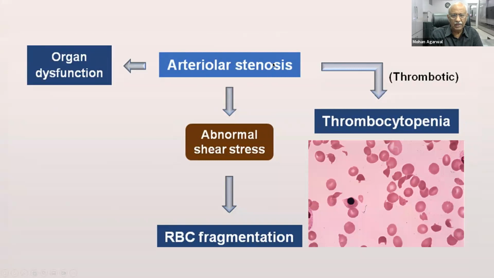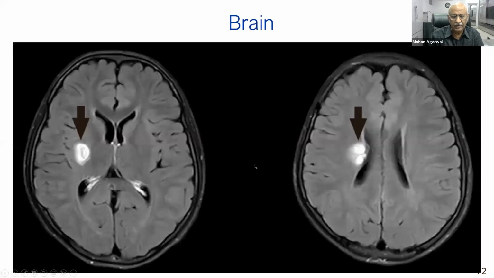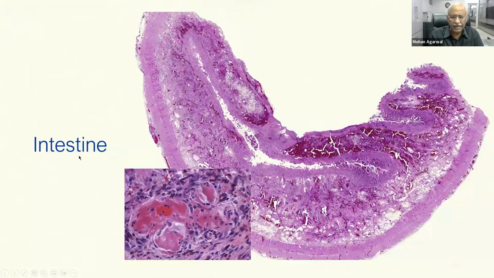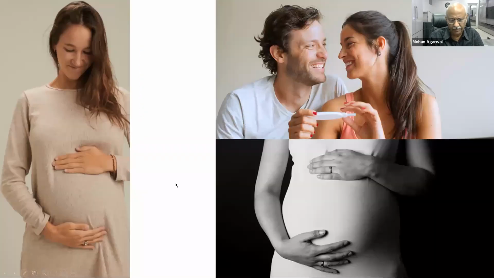So what we talked is that there is a narrowing of the arterioles or the small vessels. This leads to RBC fragmentation seen to you on the right side in this film. Because of the ischemia, organ dysfunction takes place. So patient comes with ischemic symptoms involving various parts of the body. And because these thrombi consume platelets, there is thrombocytopenia. As far as the organ ischemia is concerned, it could happen in the brain, heart, intestine, kidney. And these 4 organs are the most important organs involved.